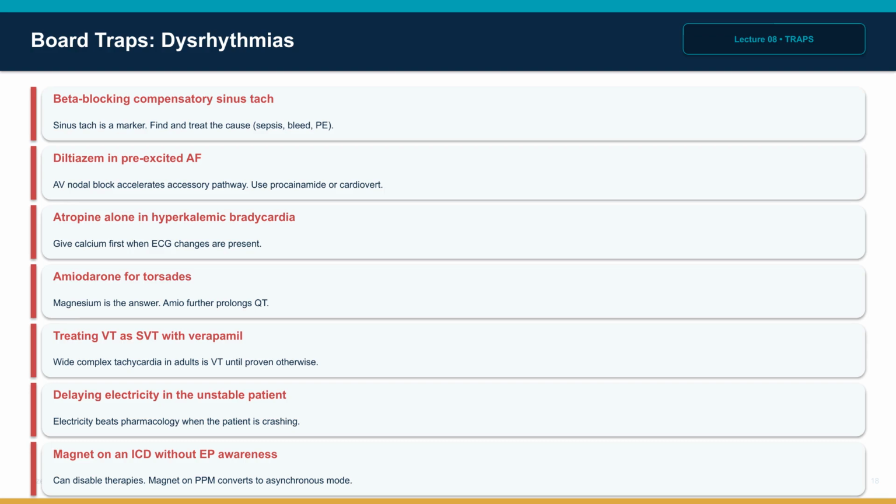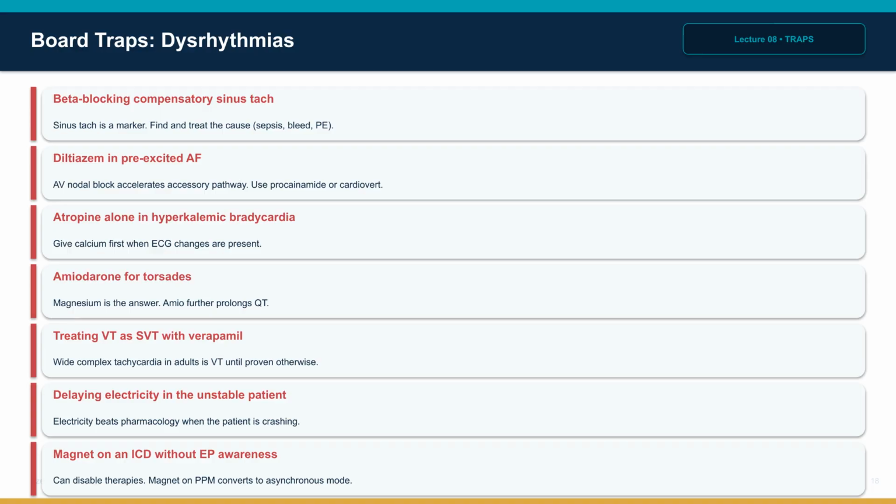Ignoring hyperkalemia and bradycardia with QRS widening. Treating torsades with amiodarone instead of magnesium. Treating VT as SVT with calcium channel blockers, which causes cardiovascular collapse. Forgetting that rhythm correction does not end the search for the underlying cause. Delaying electricity for medication in an unstable patient.